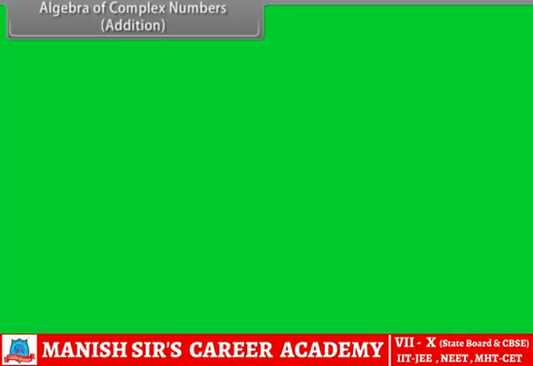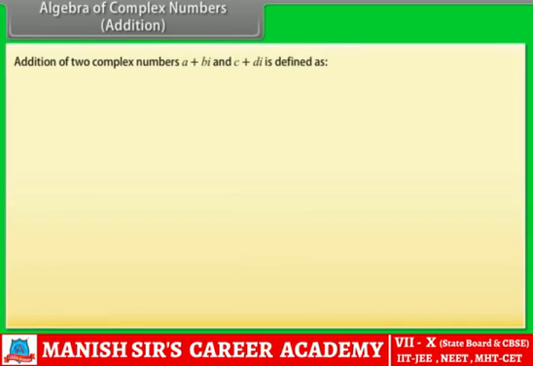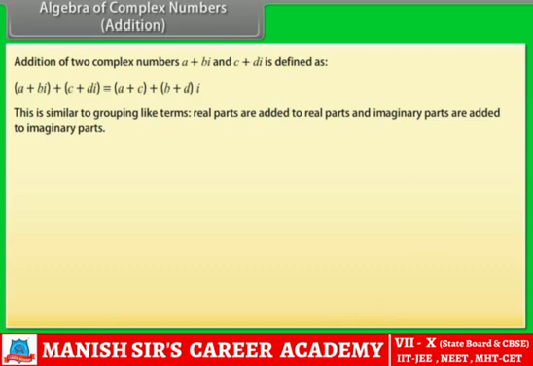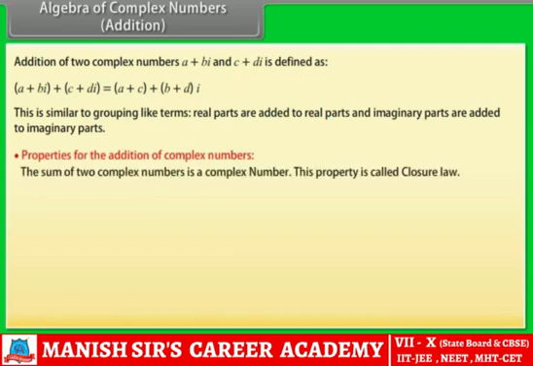Algebra of complex numbers. Addition. Addition of two complex numbers a plus b iota and c plus d iota is defined as a plus b iota plus c plus d iota is equal to (a plus c) plus (b plus d) iota. This is similar to grouping like terms. Real parts are added to real parts and imaginary parts are added to imaginary parts. Properties of the addition of complex numbers. The sum of two complex numbers is a complex number. This property is called closure law.